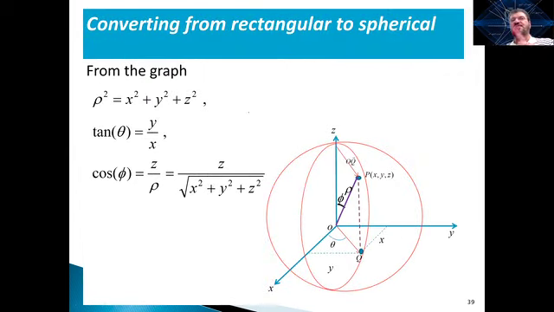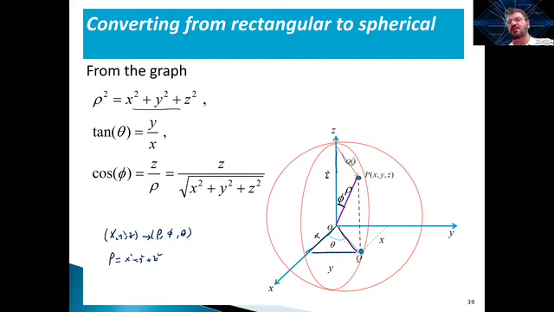How do we go backwards? If I give you the x, y, z rectangular, how do you go to rho, phi, and theta? We know that rho is equal to, here's rho, by the way, this square plus this square. This one is z square, and this one is OQ, but this one is the same as that. And this is this square plus this square, which is x square. So rho squared is x square plus y square plus z square, as you see here.